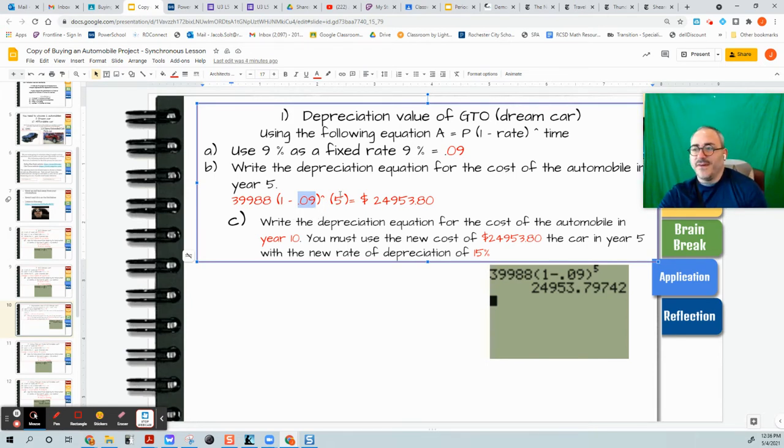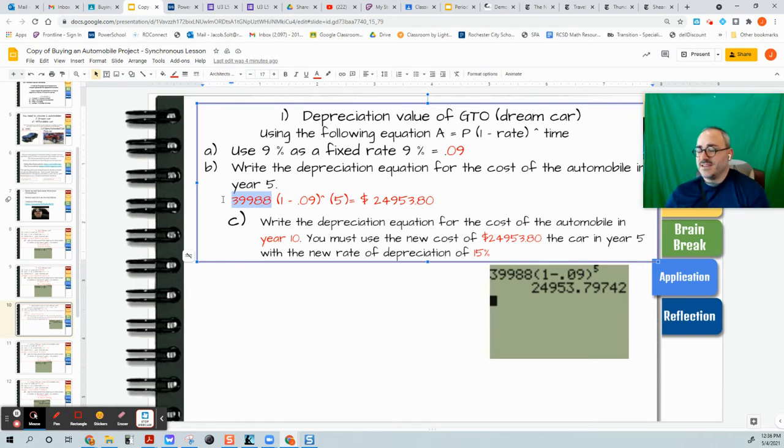And then raised to the power of 5. So this is depreciation over 5 years. So after 5 years, Mr. Cranbuell's car will be worth $24,953. And 5 years ago, it would have been worth $39,988. Over that many years, it lost some significant money, over 10 grand.